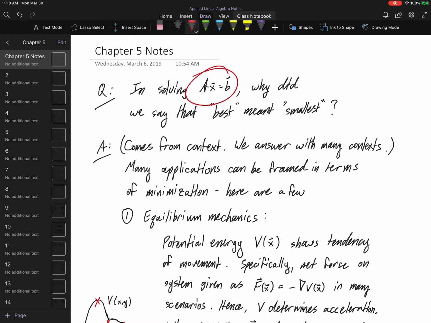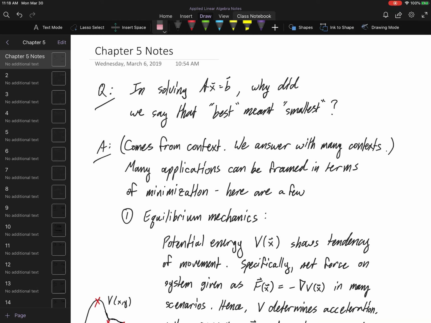So, why then did we say that the best solution was the solution x with the smallest norm? And specifically, that was with respect to the 2 norm. So why would that be? Why should smallest mean best? The answer that we're going to take here is going to come from a little bit of context. So I actually have 3 different scenarios, 3 different settings that might justify why that is our measure of best, why the length of the solution vector should be a measure of best.